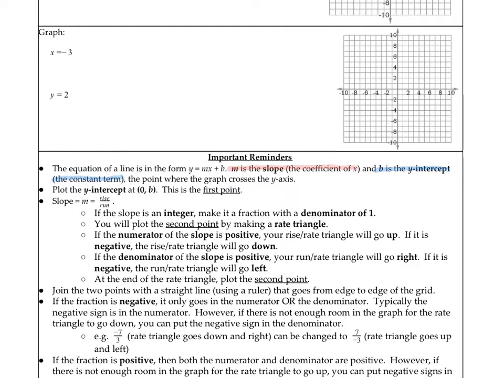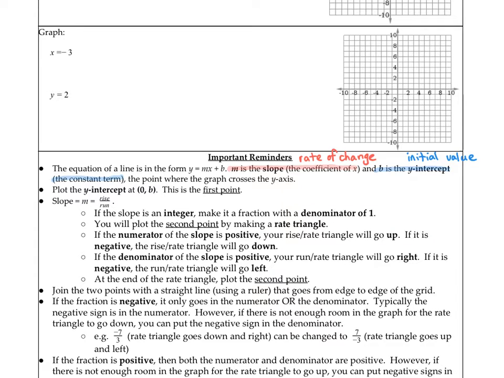So the slope is also the rate of change, and the y-intercept is also the initial value. And it is the point where the graph crosses the y-axis.